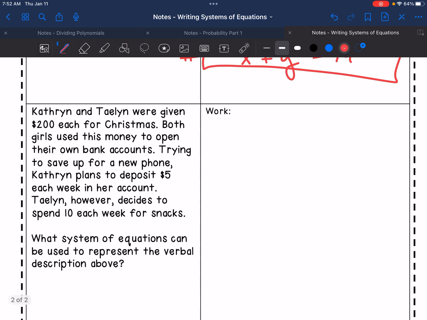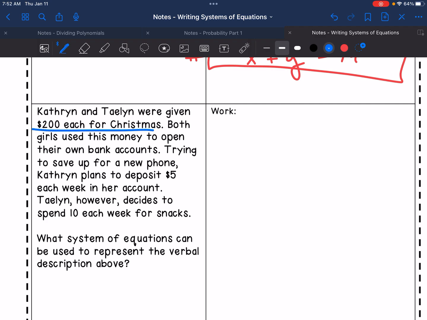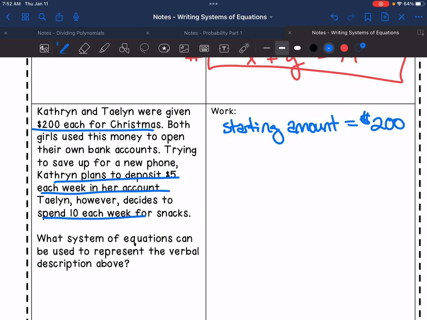All right, next one. Catherine and Talon were given $200 each for Christmas. Both girls use this money to open their own bank accounts. Trying to save up for a new phone, Catherine plans to deposit $5 each week into her account. Talon, however, decides to spend $10 each week for snacks. What system of equations can be used to represent this? All right, so we know that they have a starting amount. The starting amount for both girls was $200.